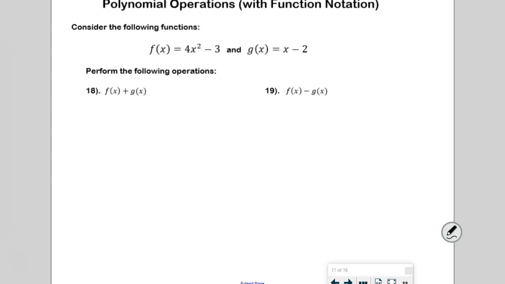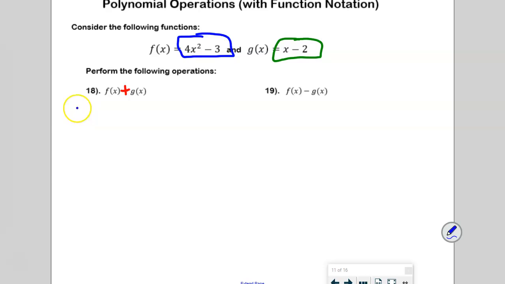Okay, so now we're looking at some old concepts, but they're very important to your final that's about to show up. Plus, you're going to get a brand new score in Skyward, which a lot of you needed new scores for this section. So we have two functions given up here. We have f of x, and we have g of x, and they're going to want me to perform a few operations on them. The first one being to take f of x and add it to g of x.